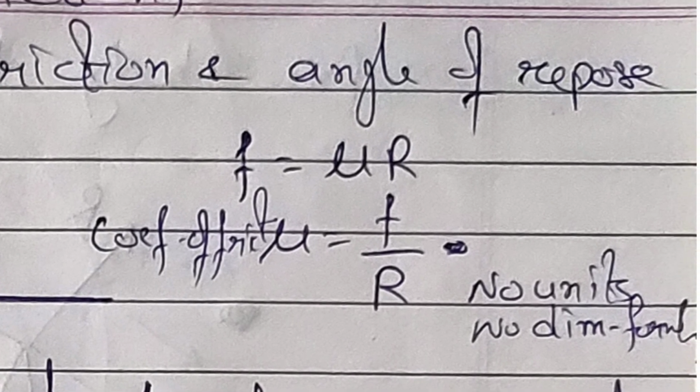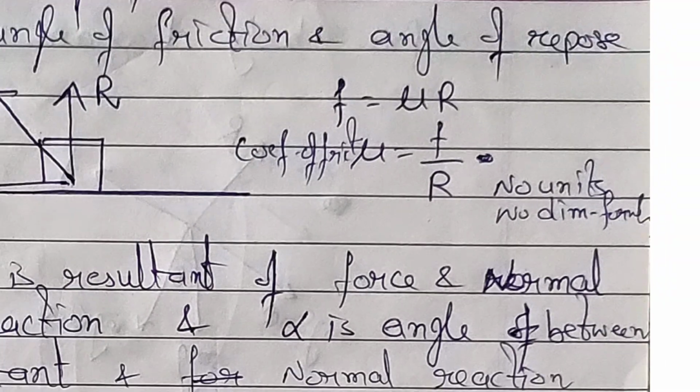Dear friends, force of friction is directly proportional to the normal reaction. And the constant of proportionality mu is the coefficient of friction, which has no units and no dimensional formula, because it is the ratio of the force of friction to the normal reaction. So mu determines whether the surface is rough or smooth. The more the value of mu, the more friction it has.